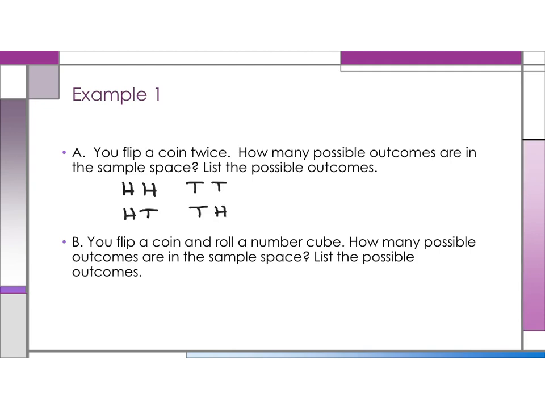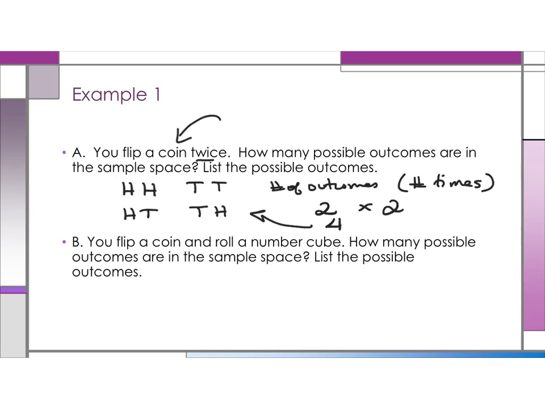The easiest way to figure this out is to take the number of outcomes that are possible in whatever we're doing. So a coin, there's 2 outcomes, and then you're going to multiply that by the number of times that you're doing it, however many times you're repeating it. So here it said that I am flipping a coin twice. So 2 times 2. So I should end up with 4 possible outcomes, which is what I just listed. Let's try the next one.